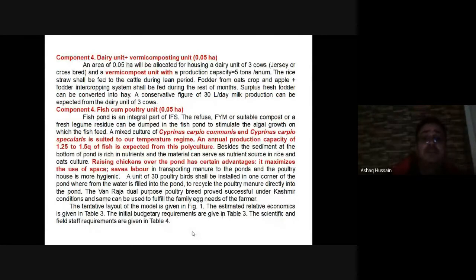Then the dairy unit can produce a good amount of milk and a good amount of FYM for further processing into vermicompost. 30 liters of milk can be had from these cows for sale in the market. Then the fish unit can generate additional income by producing 1.25 to 1.5 quintals of fish for sale in the market. Then raising chickens, 25 to 30 chickens can suffice the family needs, and surplus can be sold in the market. This has proved to be very successful in Kashmir Valley conditions.